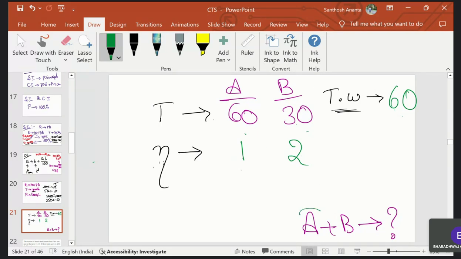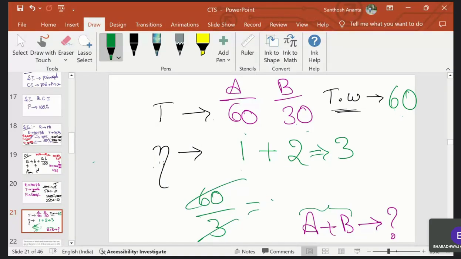Now, if A and B worked together, their one day work is 2 plus 1, that is 3 pens. Now the question is the time taken by them to finish the total work. What is the total work? 60. What is their one day work? 3. So your answer is 60 by 3, that is 20 days. If both A and B worked together, they will finish the work in 20 days.